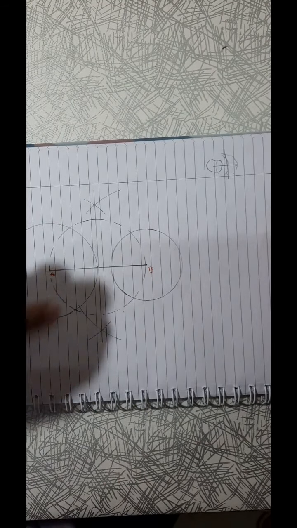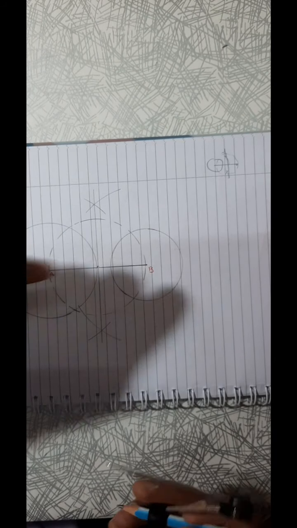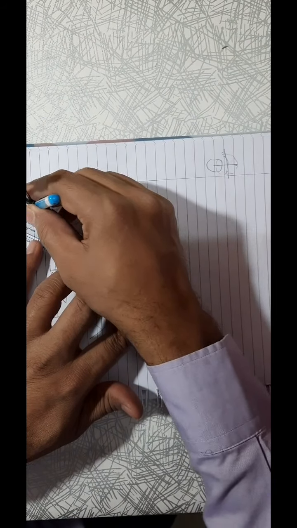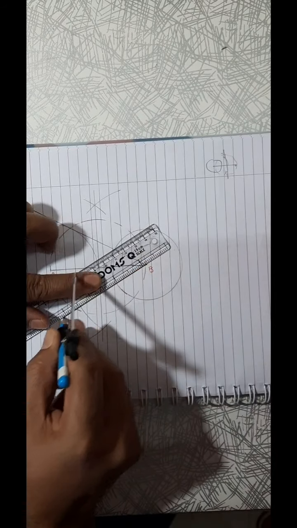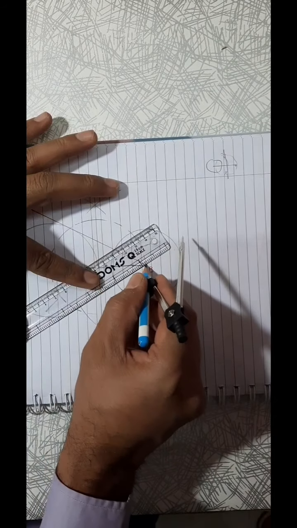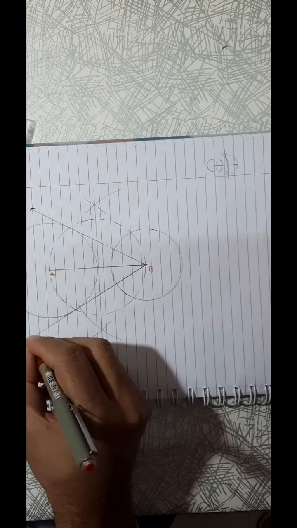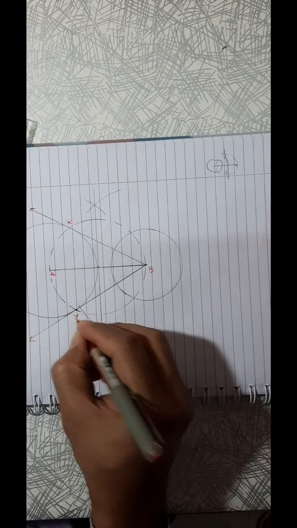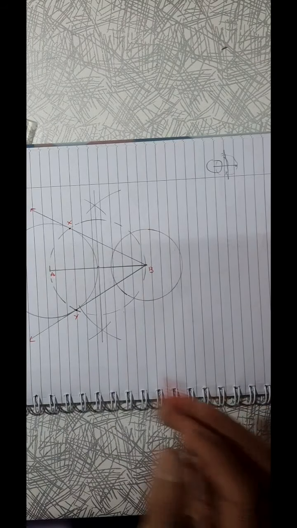So the circle joining, perpendicular bisector, dotted circle. So this is going to be the point of contact, tangents. X and Y. BX, BY tangents.